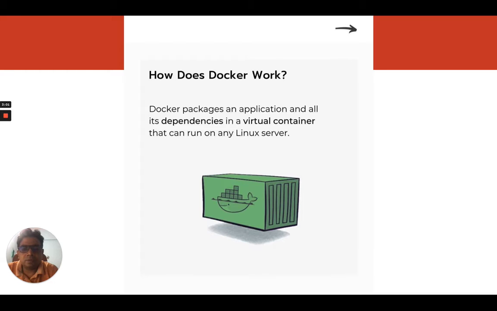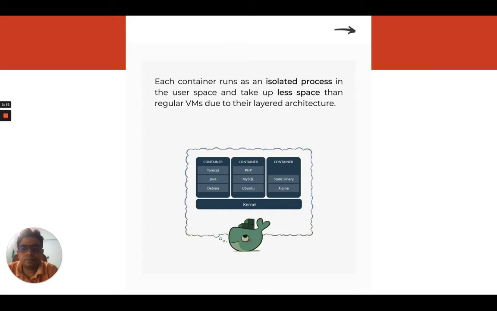How does it work? Docker packages an application and all its dependencies in a virtual container that can be run on any Linux server. When we say container, it runs as an isolated process in the user space and takes up less space than regular VMs due to its layered architecture. So it has the base kernel, and over that we have the container, which can consist of your Java, your environments, the libraries, and whatever is needed to run the application.